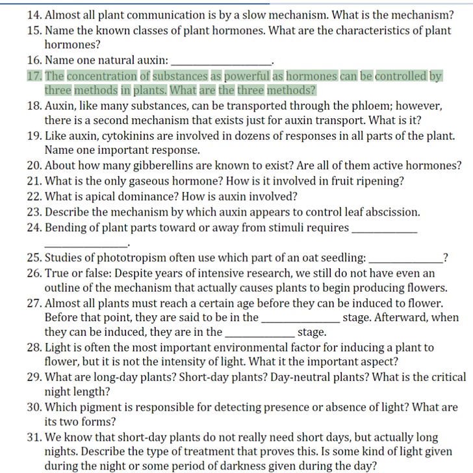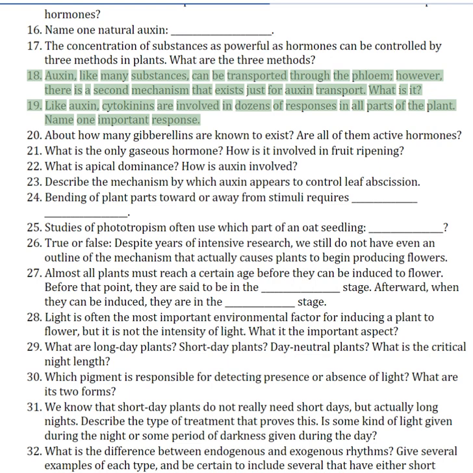17. The concentration of substances as powerful as hormones can be controlled by 3 methods in plants. What are the 3 methods? 18. Auxin, like many substances, can be transported through the phloem. However, there is a second mechanism that exists just for auxin transport. What is it?